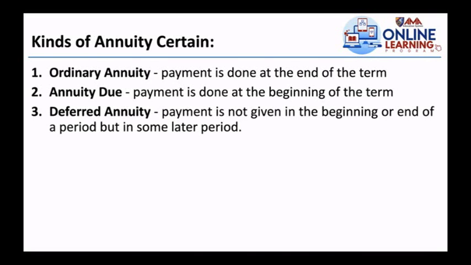So 0 to 1, that's your period 1. 1 to 2, that's your period 2. So until you reach the 12th period. What is your 12th period? 11 to 12. So let us say you divide the 1 year into 12 periods.